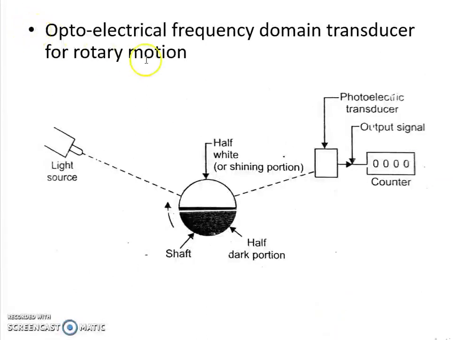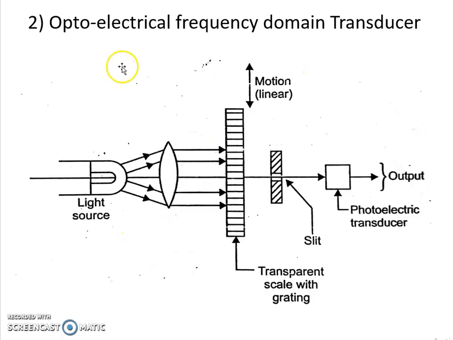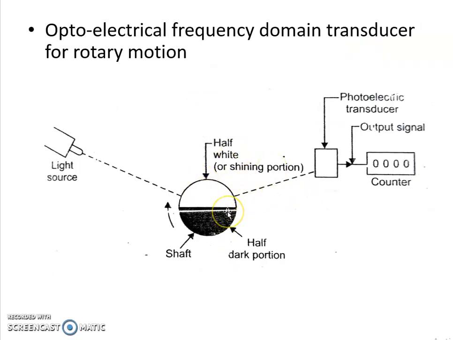Now let us see the optoelectrical frequency domain transducer used for rotary motion. That is, this type of optoelectrical frequency domain transducer is used for the measurement of rotational speed of the shaft, whereas the previous optoelectrical frequency domain transducer is used to measure the linear speed, and this is used for the measurement of rotational speed. So the shaft of the transducer has half dark and half white or shining portion.